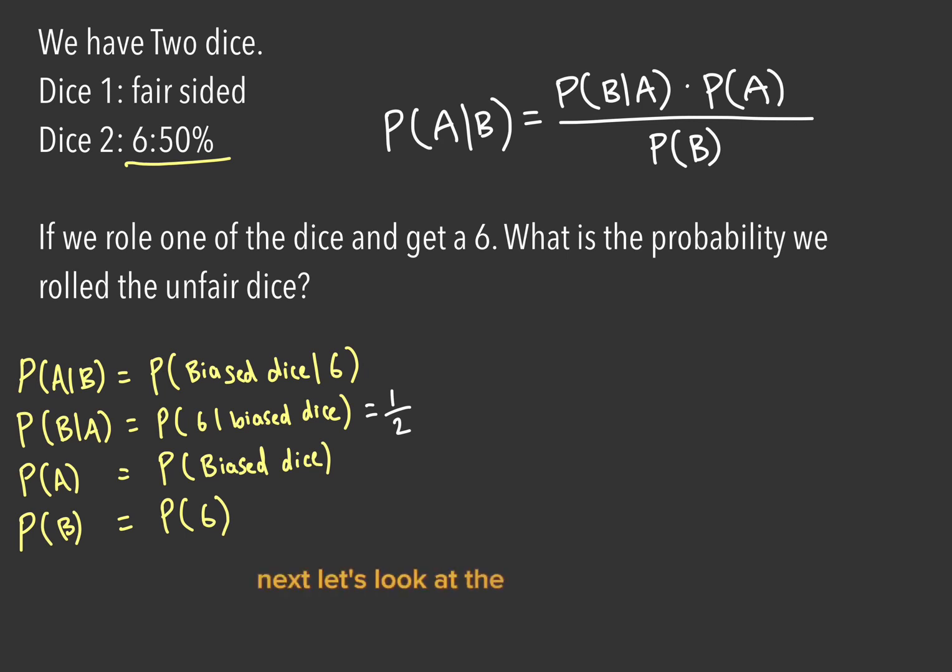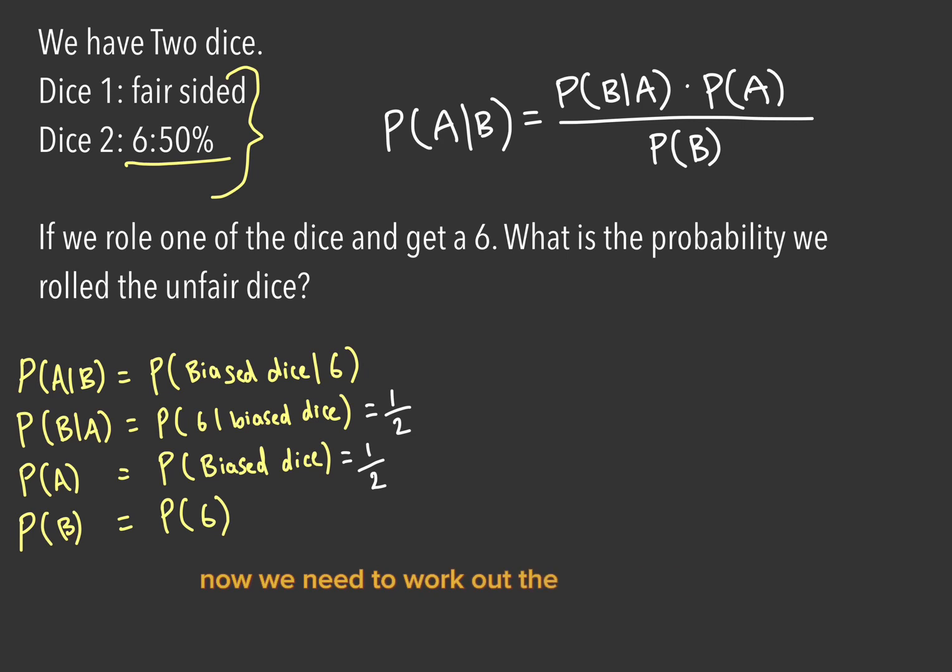Next, let's look at the probability of A. The probability of A is the chance we pick the biased die or the fair die. Since there are only two options, this would also equal 1/2 because there's only two dice that we can pick.